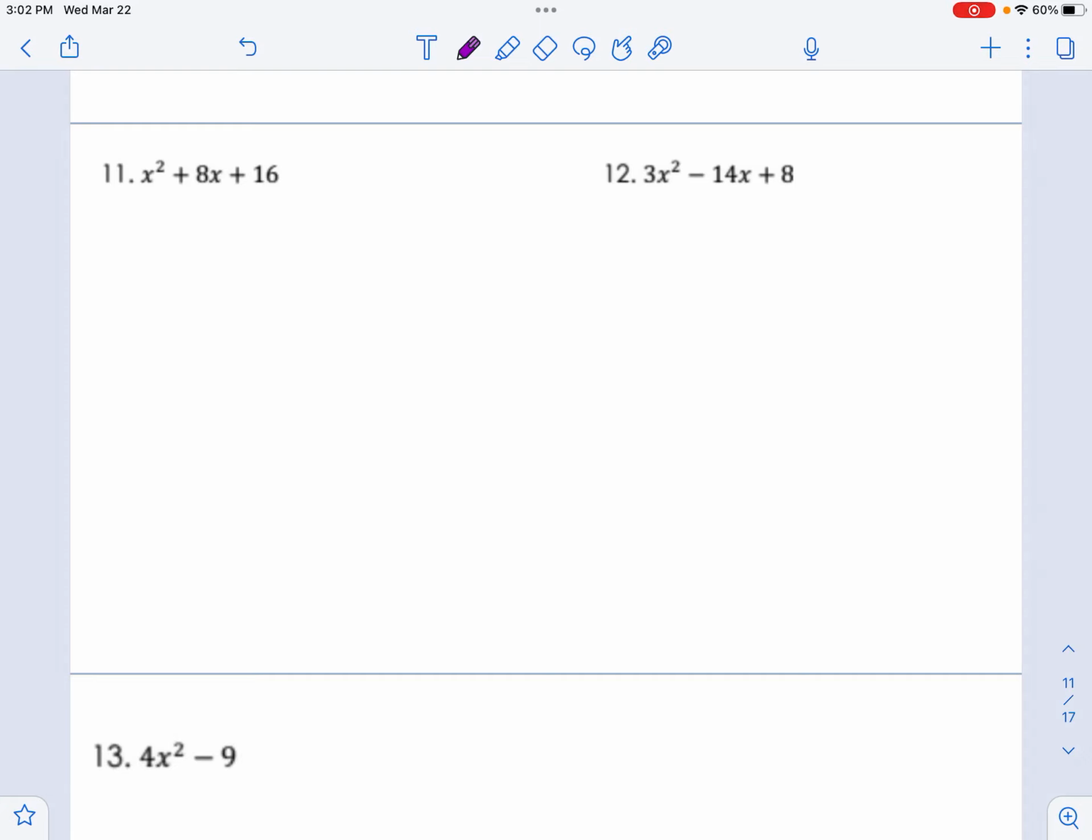This video will cover more factoring examples with factoring by grouping examples. So next problem is number 11, and we set up our x so that we have a times c at the top and b at the bottom. So a is 1, c is 16, so 1 times 16 is 16, and we have 8 at the bottom. So numbers that multiply to 16 and add to 8 are going to be 4 and 4. So then we can uncombine 8x into 4x and 4x.